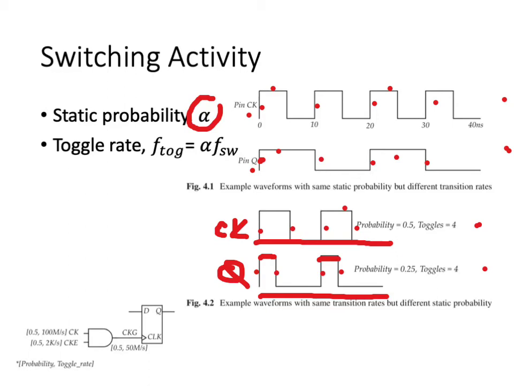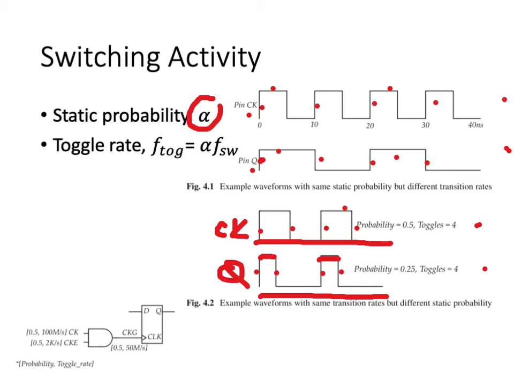The toggle rate is important to give us the measure of dynamic probability, whereas the static probability tends to be more useful to estimate leakage power, because if your model specifies leakage power which is different at different input and output states, the static probability can be used to estimate leakage power more accurately.